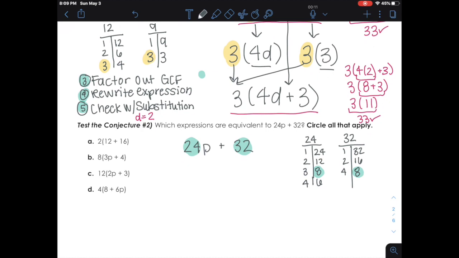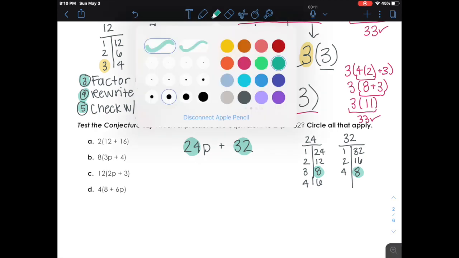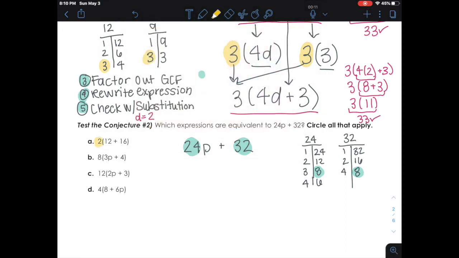Okay, so let's look at our answer choices over here. We have A, 2 times the sum of 12 plus 16. B, 8 times the sum of 3p plus 4. C, 12 times the sum of 2p plus 3. And D, 4 times the sum of 8 plus 6p. So we have to find all that are equivalent. Let's take a look at the number they factored out. If we can factor out a number from both 24 and 32, that means they have a common factor. So as long as these numbers appear on our list, we can check it out.